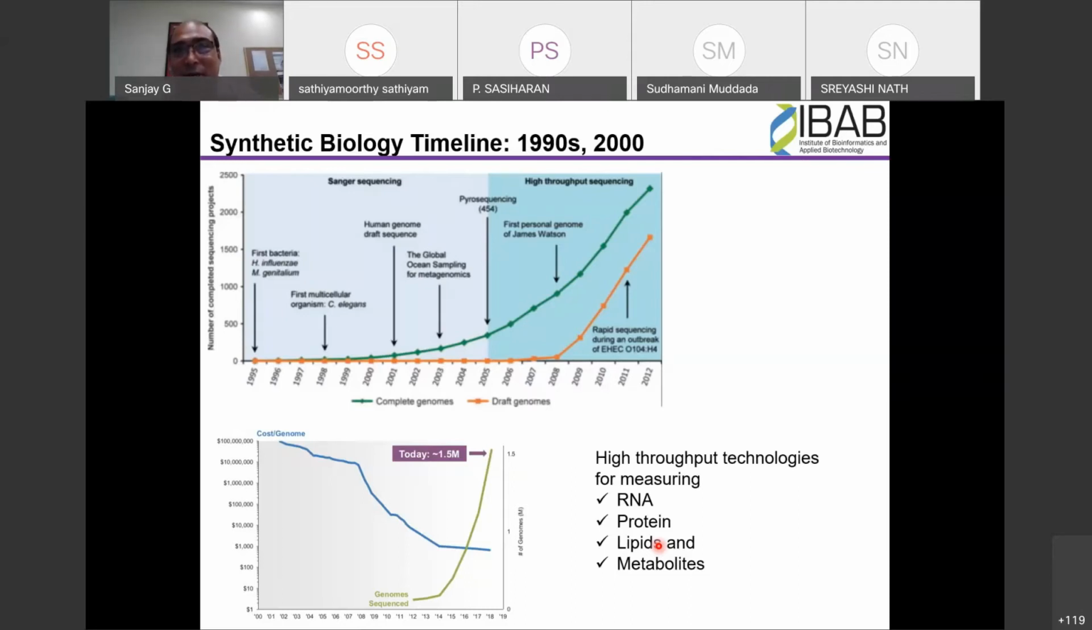How does it work? We need to understand the biological system before we start manipulating it, right? We need to understand how an engine works before we change it to make a more fuel efficient or hybrid engine. So this was a turning point, in my view, in the 2000s, when these technologies came, which enabled synthetic biology to start and pick up pace very rapidly.